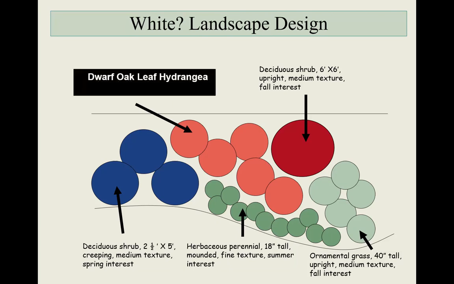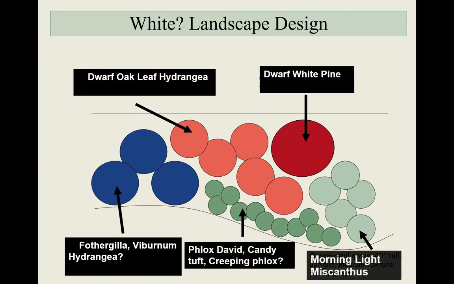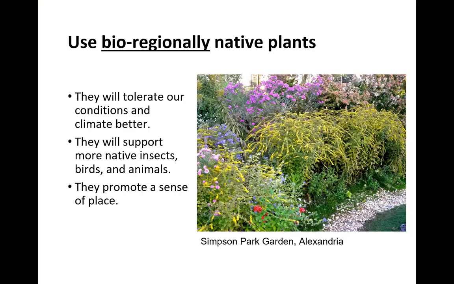You want to do a white landscape design? What can you do? Fothergilla, you get the idea, okay? Well, maybe not morning light miscanthus, okay? Morning light miscanthus is now an invasive plant here, so don't use that. Okay, so you get the idea. Choose the plant names and types after you have done your design.